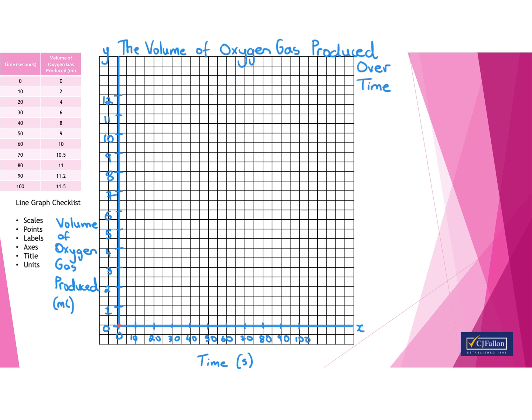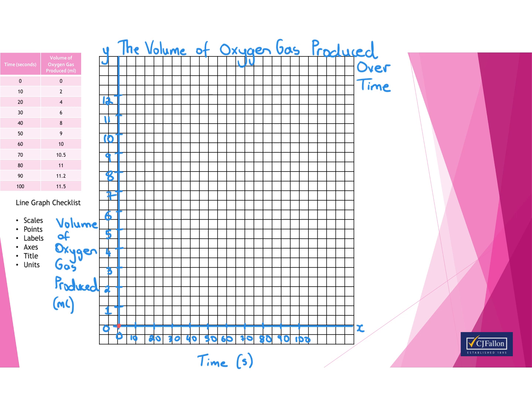I'd advise you to plot the points using a different coloured pen. So for example, green or red. The reason why you should do this is it will make it easy to notice all of the points once they're plotted, and that will make it easy for you to draw the line of best fit later in the video. The second point is 10, 2.